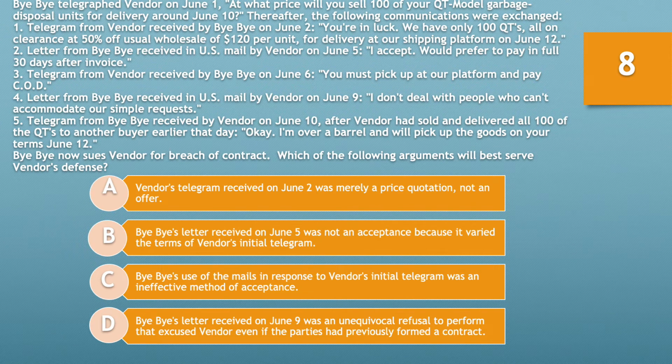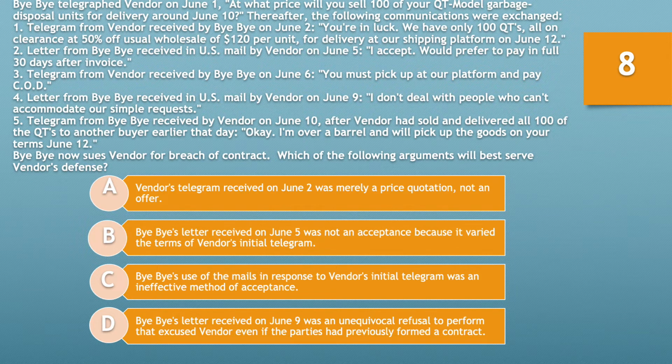Question number 8. Bye-bye telegraphs vendor on June 1st: At what price will you sell 100 of your QT model garbage disposal units for delivery around June 10th? Thereafter, the following communications were exchanged. Communication number 1. A telegram from vendor received by Bye-bye on June 2nd: You're in luck. We have only 100 QTs on clearance at 50% off usual wholesale of $120 per unit, for delivery at our shipping platform on June 12th.